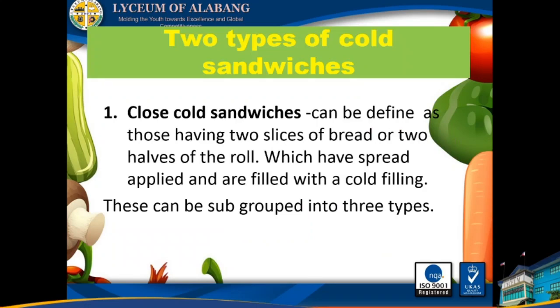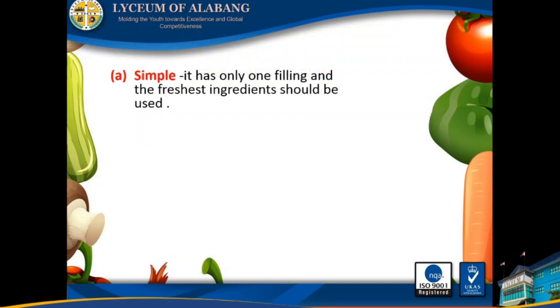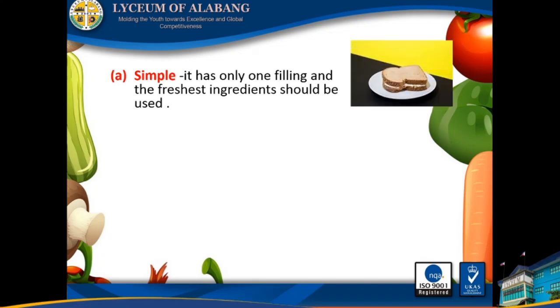First, closed cold sandwiches. Closed cold sandwiches can be defined as those having two slices of bread or two halves of rolls which have spreads applied and are filled with cold fillings. This can be subgrouped into three types. Number 1, simple sandwich. It has only one filling and the freshest ingredient should be used.